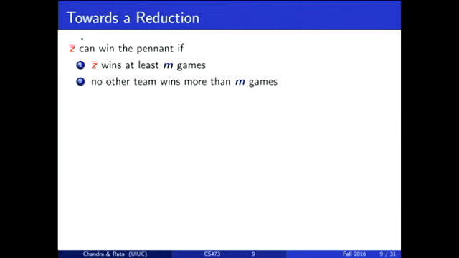If you want, we can define it more strictly and say it has to win M games and everybody else has to have at most M minus 1. We can solve that also, it's not difficult. Okay. So this is what we want to decide.